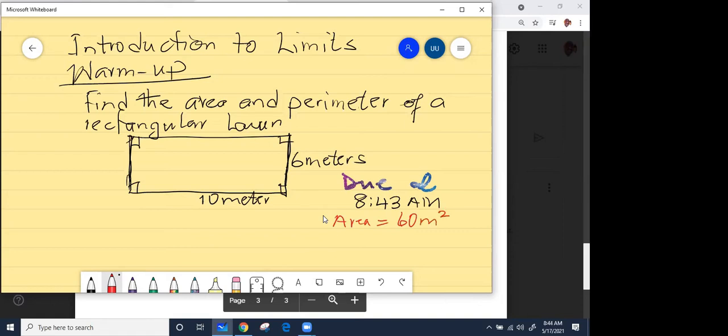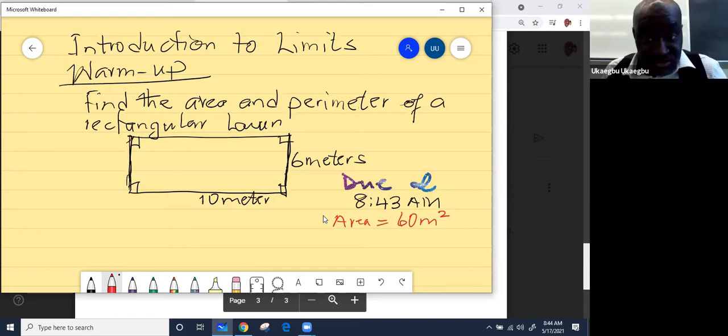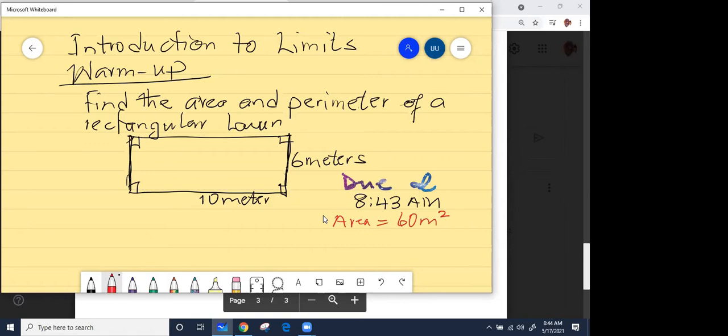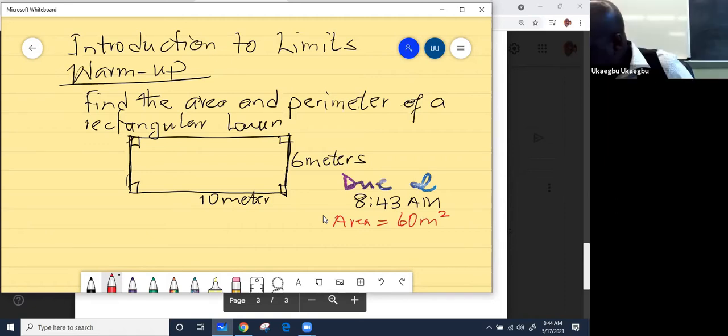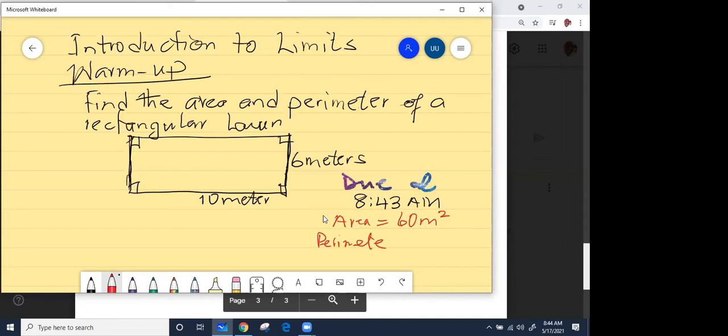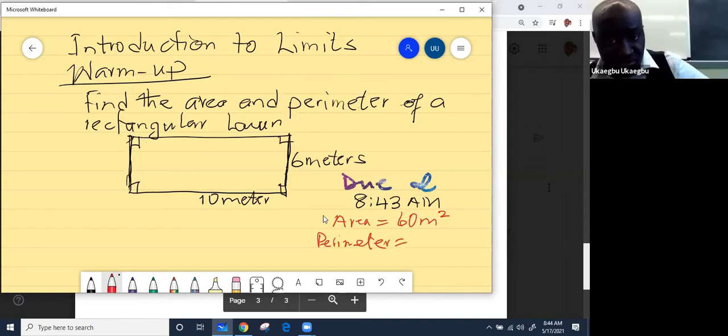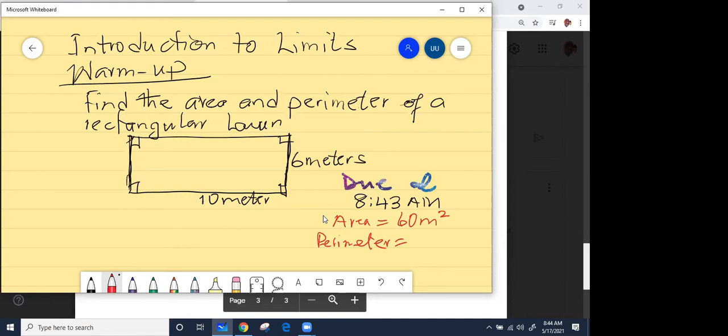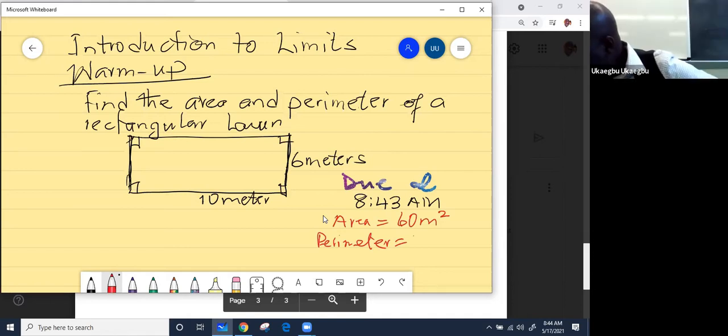I'm not saying that he's right or wrong. I just wrote down exactly what he said, and then we shall come back to it. Now, how about perimeter? Someone else. What's the perimeter? I got 32 meters. Mahmoud. Okay, so perimeter, is it 32 meters squared or 32 meters? 32 meters. Okay.